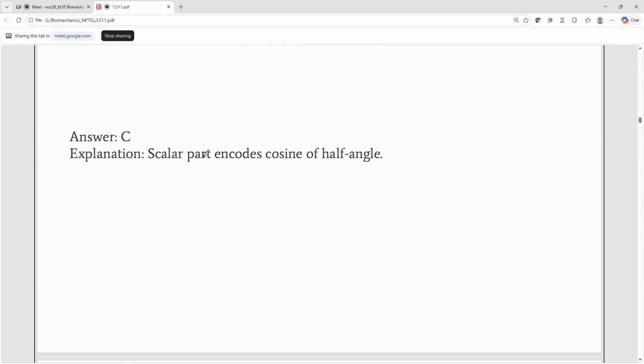The scalar part of a quaternion encodes the half angle, the cosine of the half angle. So what half angle? The angle by which it is being rotated. If theta is the angle being rotated, then it will be theta by 2.